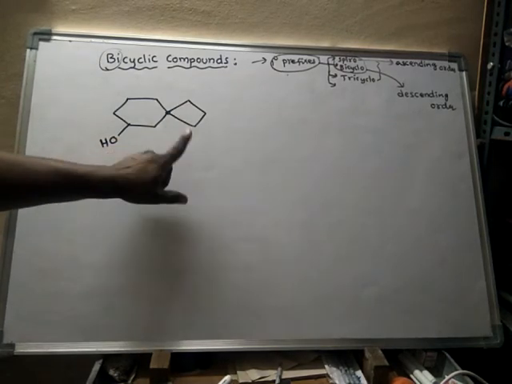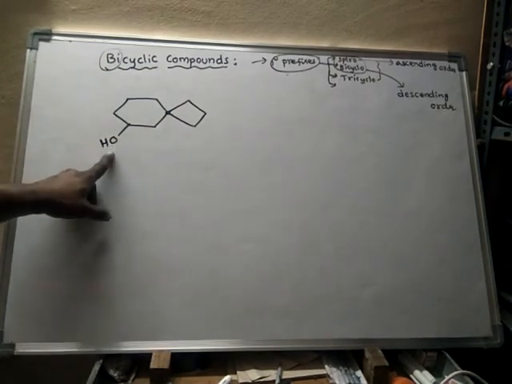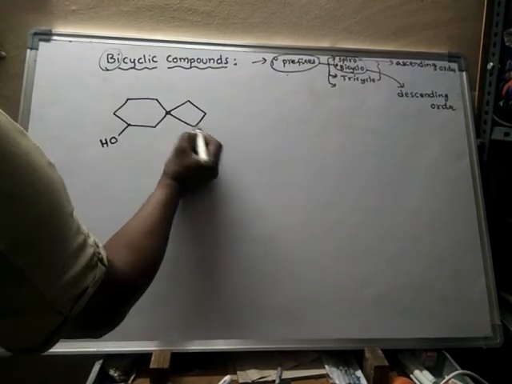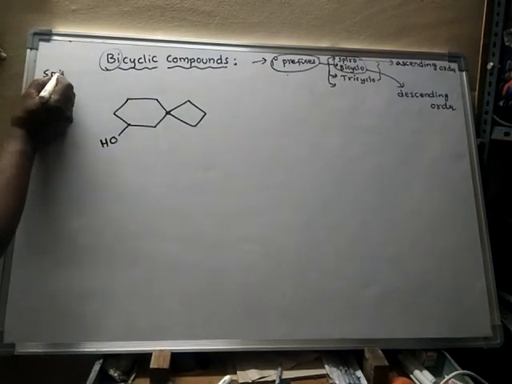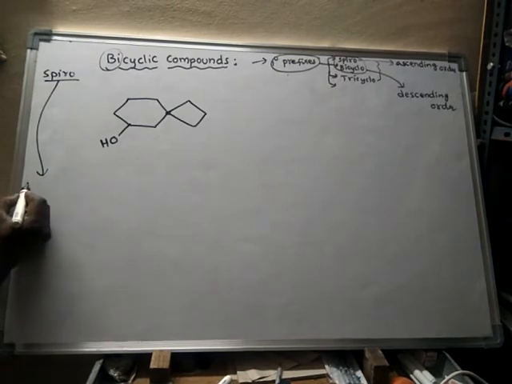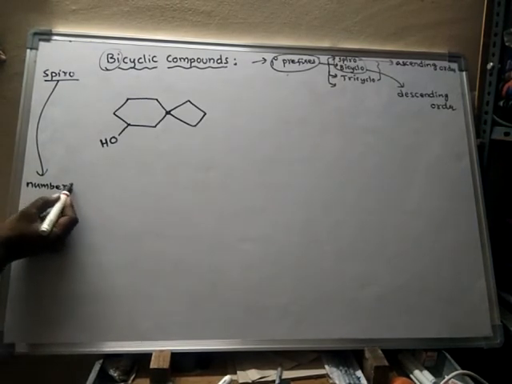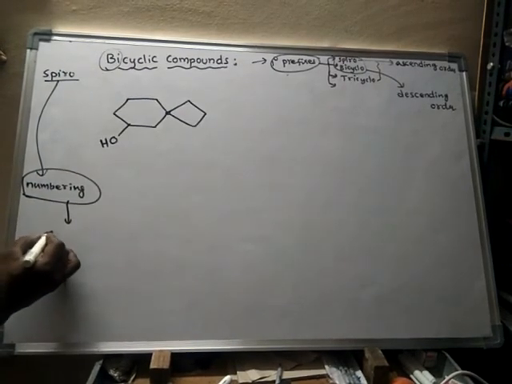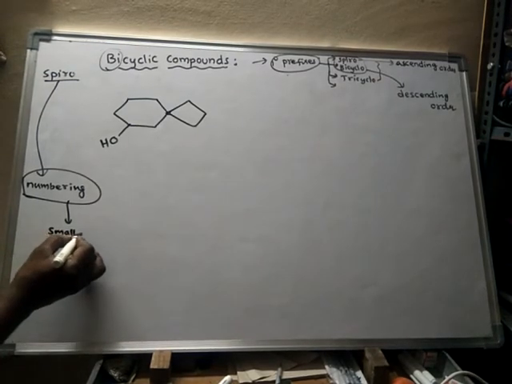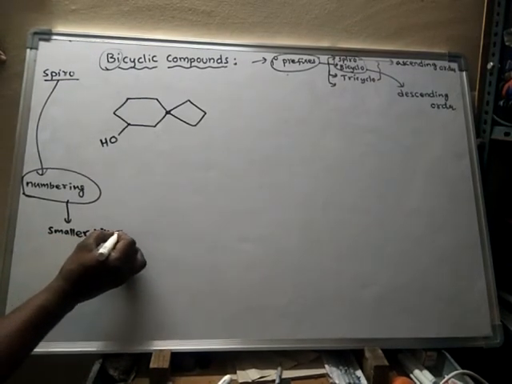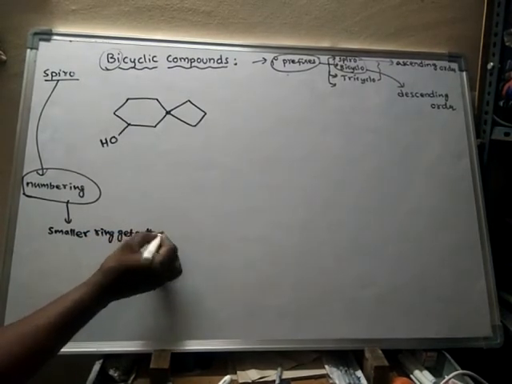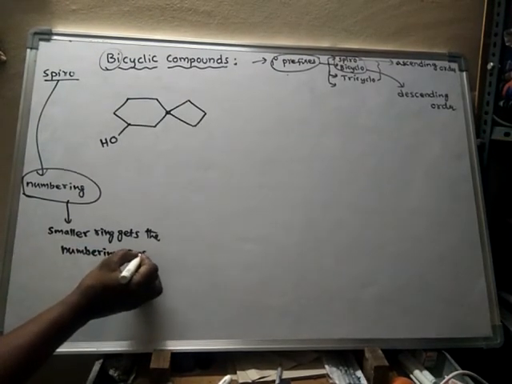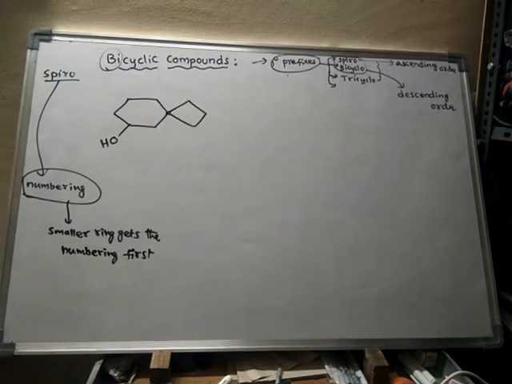Now in this case, first we have to give numbering. To write the name of this one, we have to give numbering. How to give numbering? That is most important. Remember that while giving the numbering for spiro compounds, the smaller ring gets the numbering first.